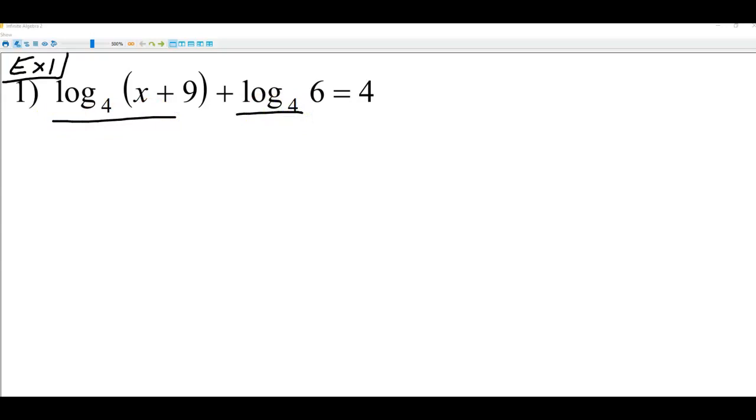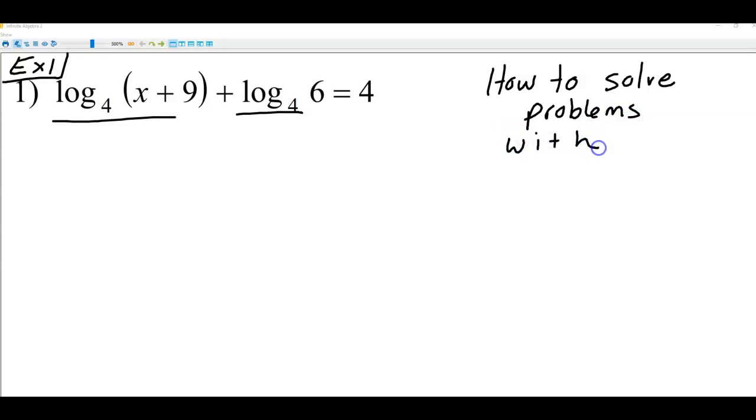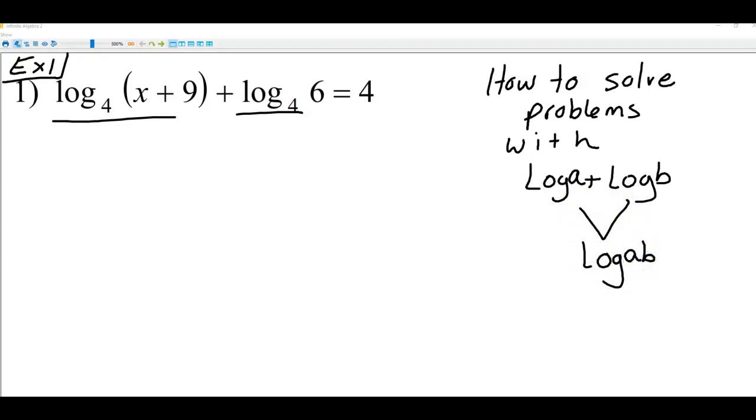How to solve problems with log plus log. What we're going to do is put them together into one log using that property that we learned a little while ago. You can put these together into one log if you multiply the two things that are in the log together. Okay, so that's the idea there.